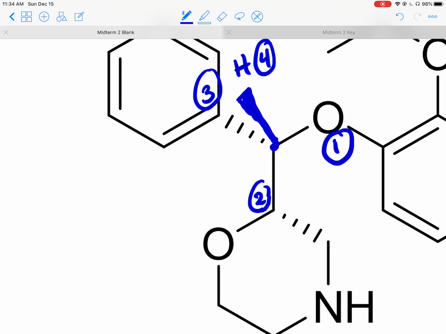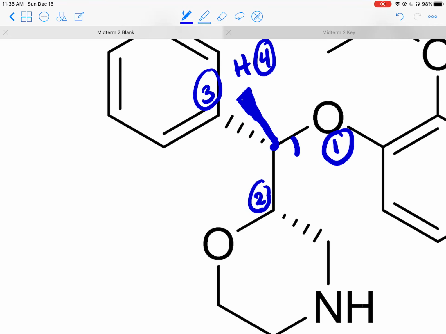Let me point this out. If the 4th priority is on an in-plane line, it's not as easy as just drawing the curve and then switching it to the opposite. You actually have to move the 4th priority so it is on a wedged line or a dashed line, so it's in the front or the back, so that you can actually determine it. You can't really have a clear-cut rule for determining if you switch it or not if it is on an in-plane line. You actually have to think about rotating it. But that's not the case here.